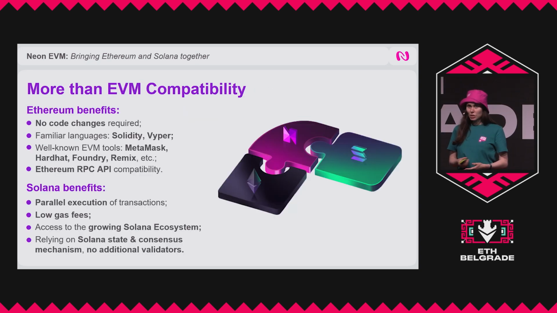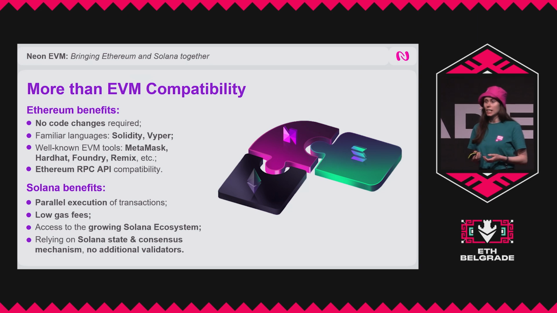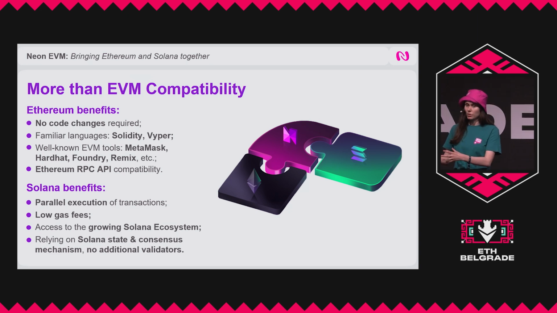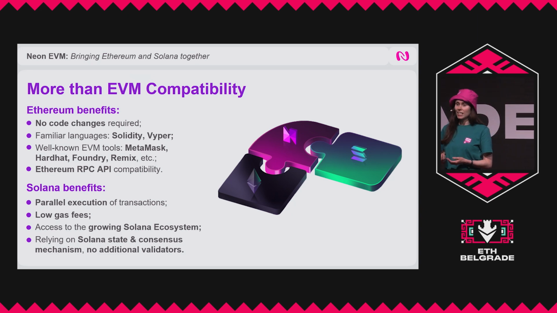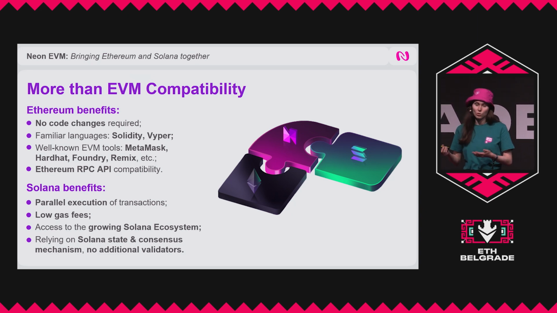So by asking this question, we have created Neon EVM, which is more than just EVM compatibility because it contains both Ethereum and Solana benefits. And of course, for EVM developers, the main benefit is that you don't have to learn Rust to switch to Solana, and you can stay within your EVM comfort zone using all the same tools that you're familiar with, Hardhat, you can write in Solidity, you can connect with MetaMask, and use Ethereum RPCs. And you can add Solana benefits all at the same time.